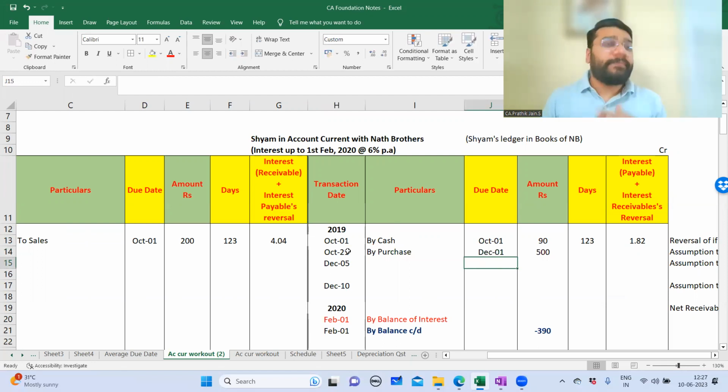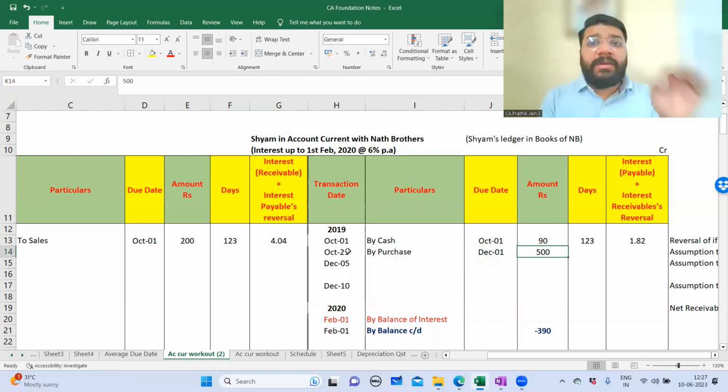Any problem? Now guys, the due date is December 1, which means who has to make the payment to whom on December 1? We, Nath Brothers, have to pay Sham. We are Nath Brothers' accountants, so we have to make the payment to Sham. Now what will we presume? When we are recording this purchase transaction, we are presuming that we are not making the payment till 1st Feb. So from the December 1 due date till 1st Feb, we have to calculate the number of days, and on that interest has to be calculated.